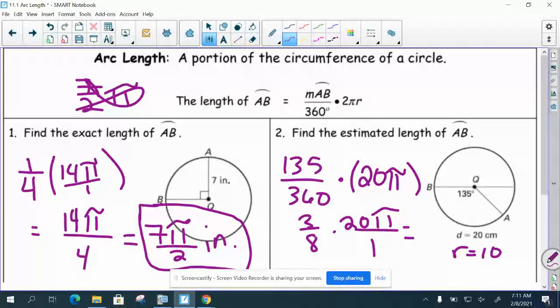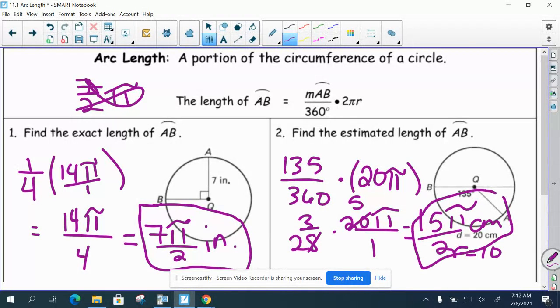And now before multiplying these fractions together, I can try to simplify 8 and 20, so they both go into 4. So this would be 2 and this would be 5. And then I can multiply across. 3 times 5 is 15 pi over 2 centimeters. So 15 pi over 2 centimeters would be the length of arc AB.